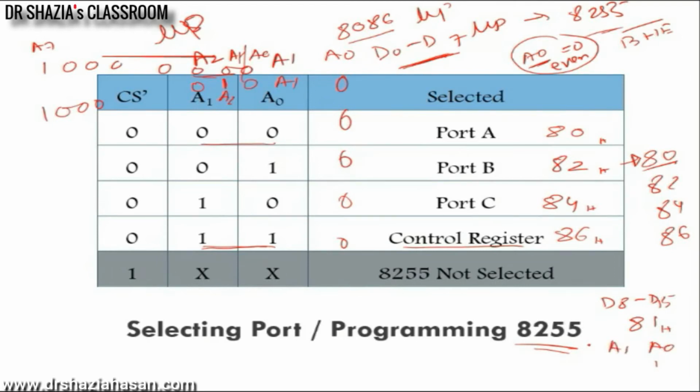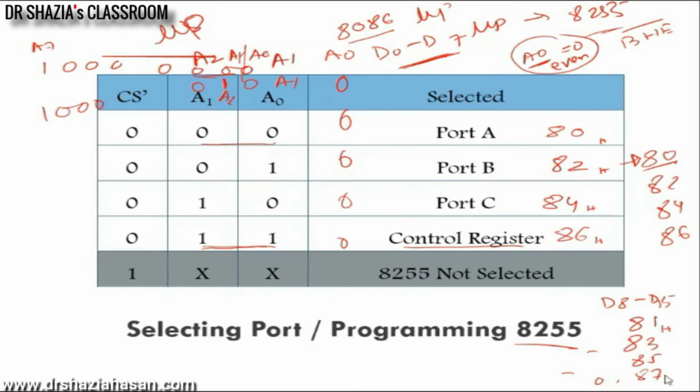A1 and A2 of the microprocessor are connected to 8255, which can go 00, 01, 10 and 11 to select port A, port B, port C and control register. Yes? So the addresses in that case generated for each of these ports will be 81, 83, 85 and 87.